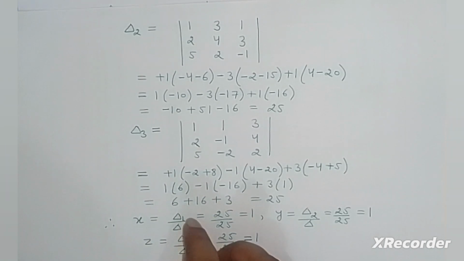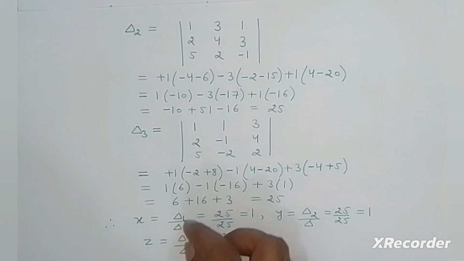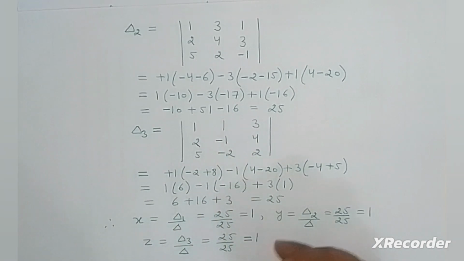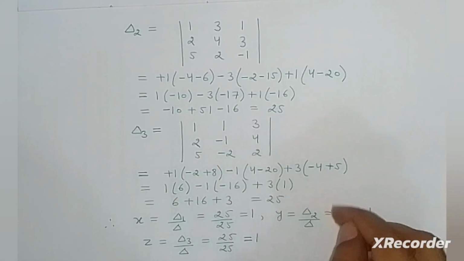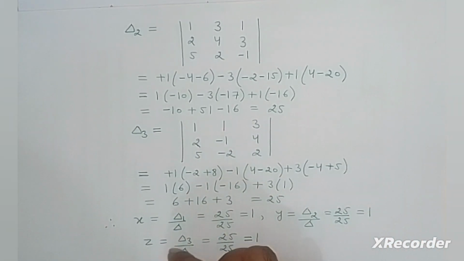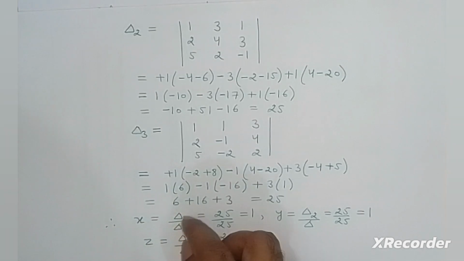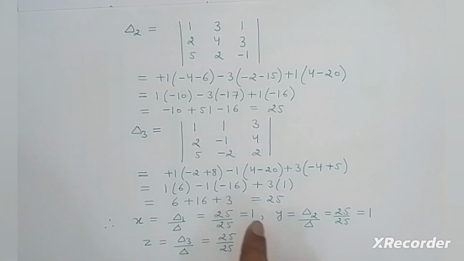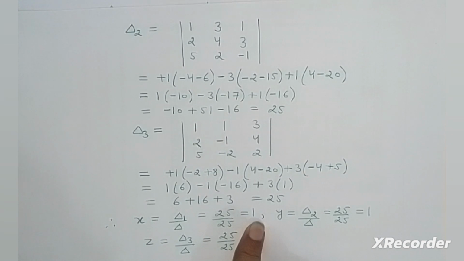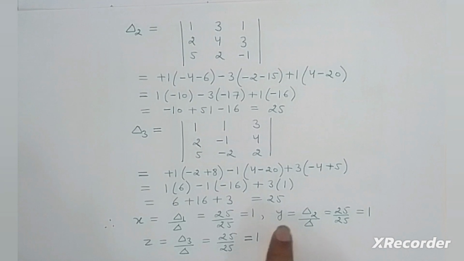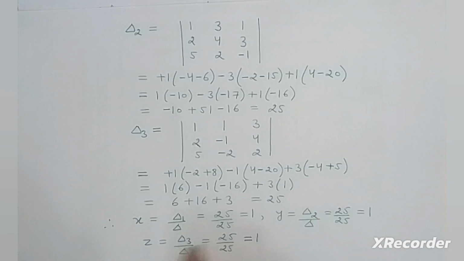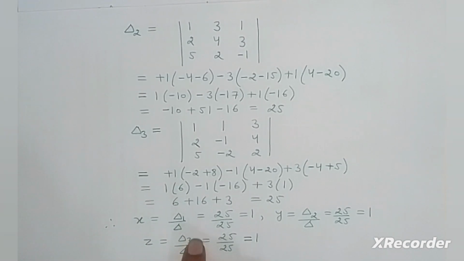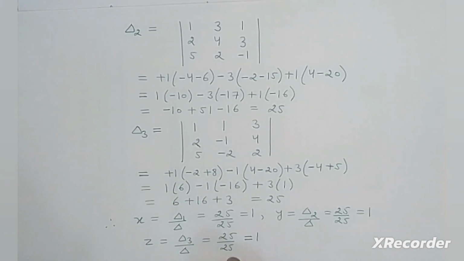x is equal to delta 1 upon delta, that is delta 1 upon delta, delta 2 upon delta, delta 3 upon delta. So x is equal to delta 1 upon delta, that is 25 upon 25 is equal to 1. This is the solution for the value of x. So the value of y is equal to delta 2 upon delta is equal to 25 upon 25 is equal to 1, and the value of z is equal to delta 3 upon delta is equal to 25 upon 25 is equal to 1.